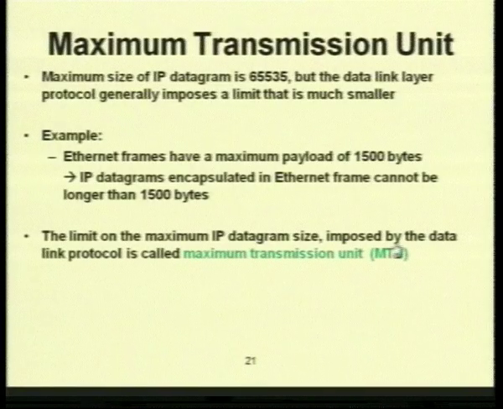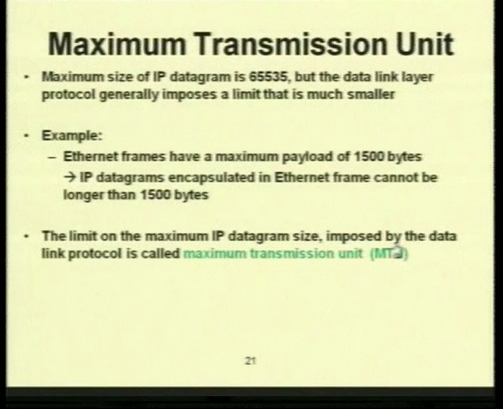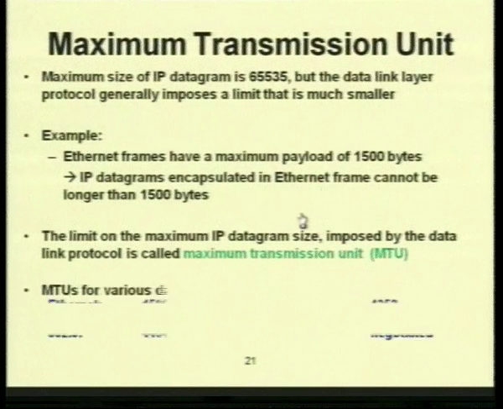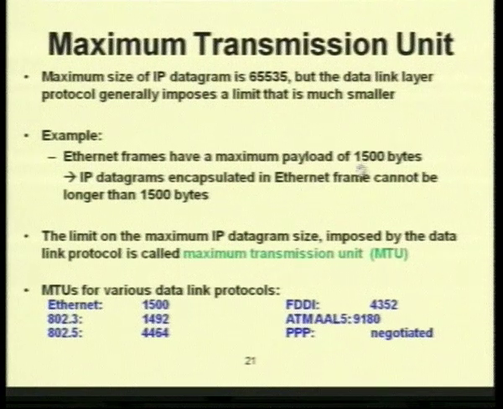So the limit on the maximum IP datagram size is imposed by the data link protocol, and we call this the maximum transmission unit. Okay, so this is what we have as the MTU. In this case, for instance, we say the MTU for the Ethernet frame is 1500 bytes. For various data link protocols, this gives an idea of the MTUs that we have. Ethernet is 1500, 802.3 it's about 1492, 802.5 uses 4464 and so on. For the PPP protocol, in fact, it can be negotiated. So this is how the MTU varies.